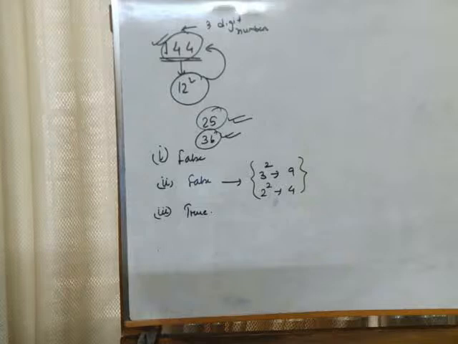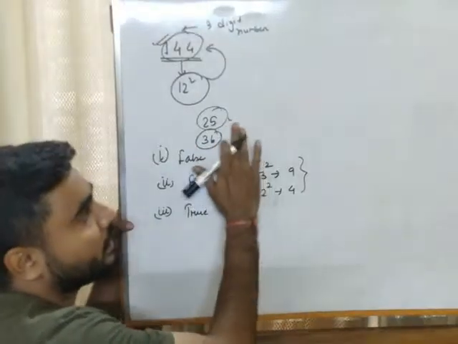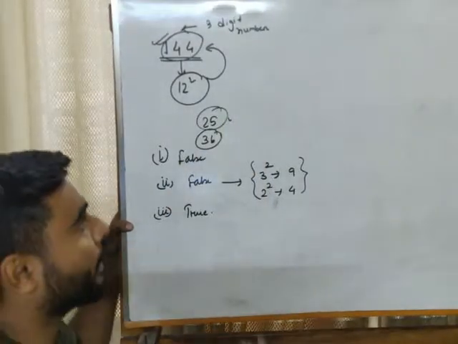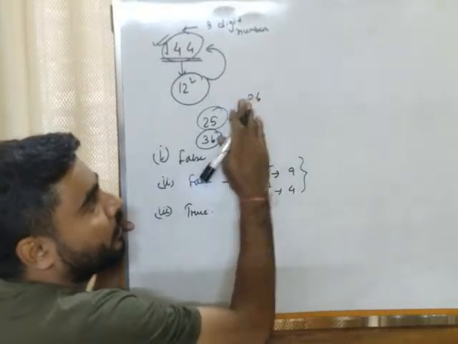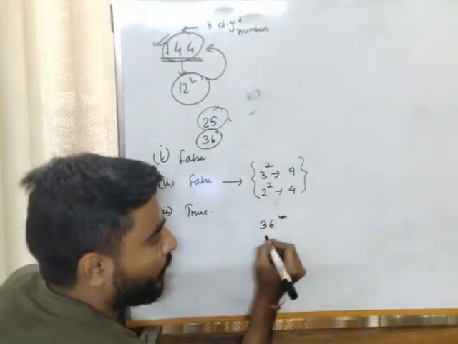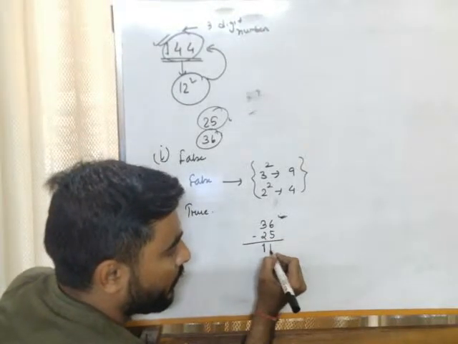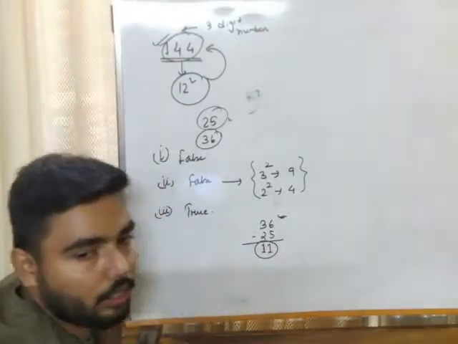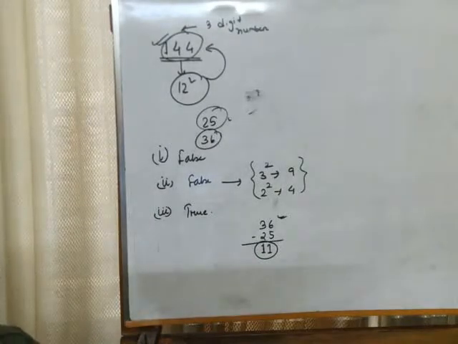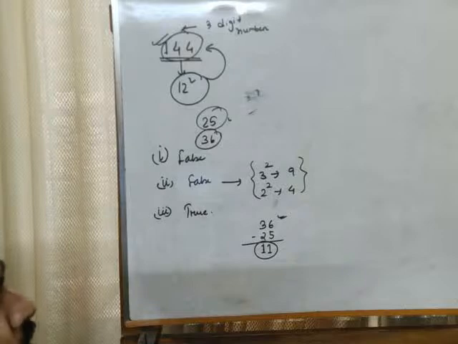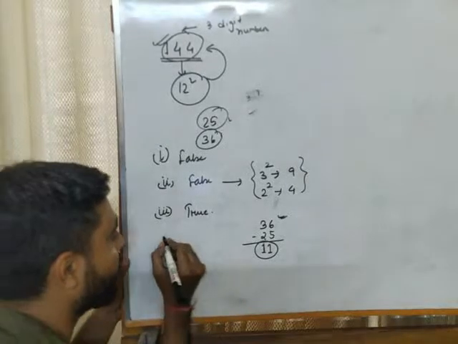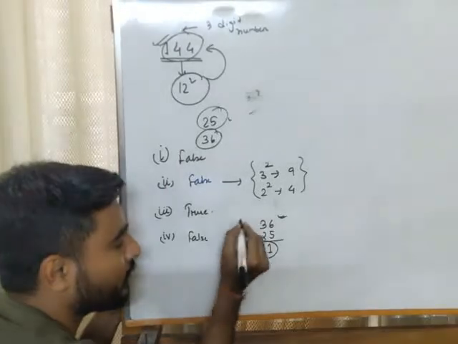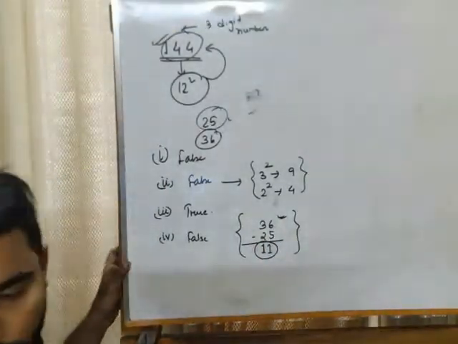Then, the difference of two square numbers is a square number. Suppose you can see on the board 36 is a square number and 25 is a square number. When you find the difference, you get 11. 11 is not a perfect square number. So it is false. It's not necessary that the difference will always be a perfect square. This is the note for number 4. It is false.